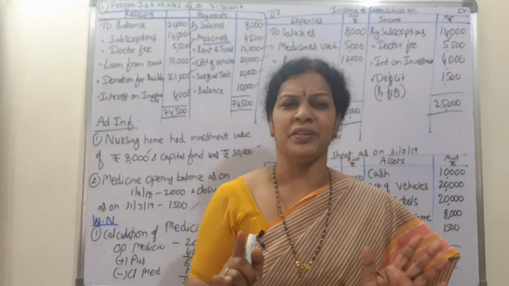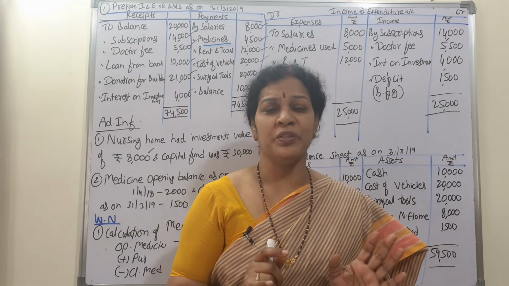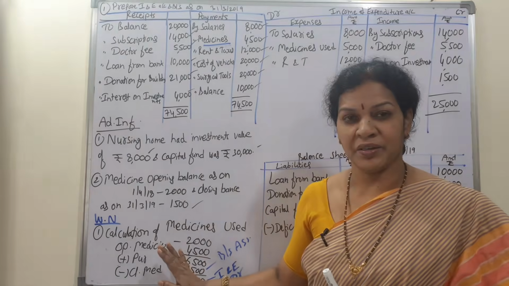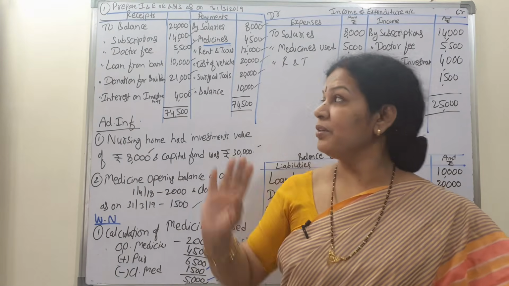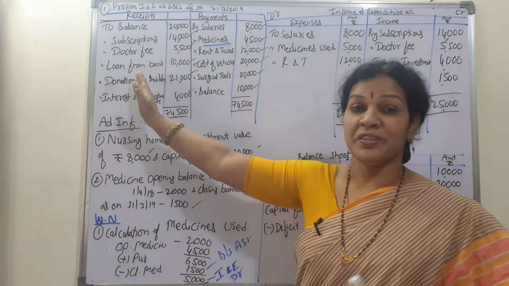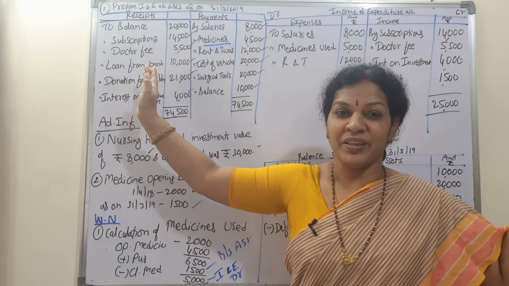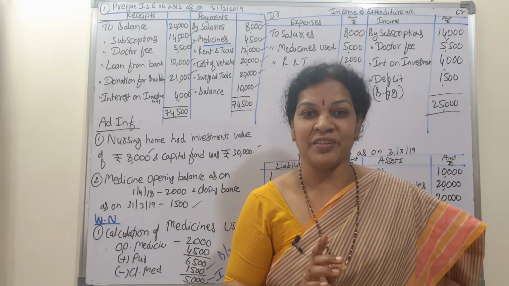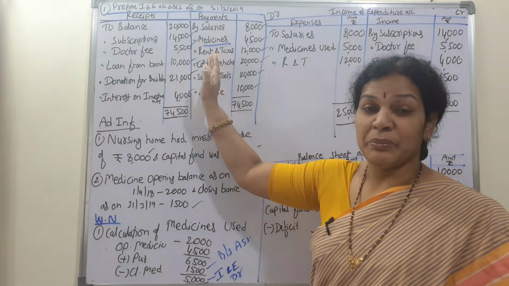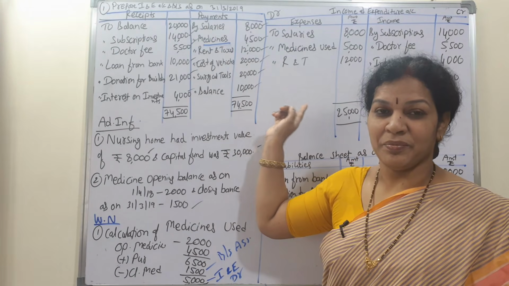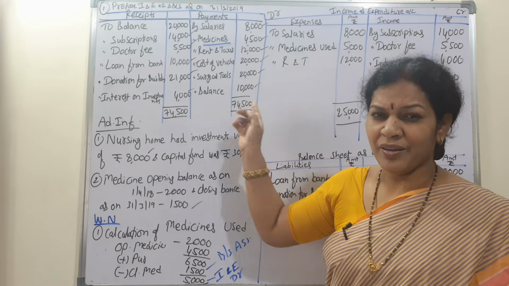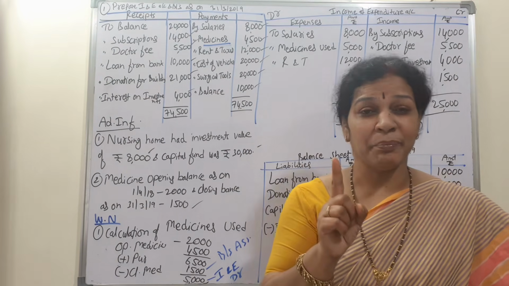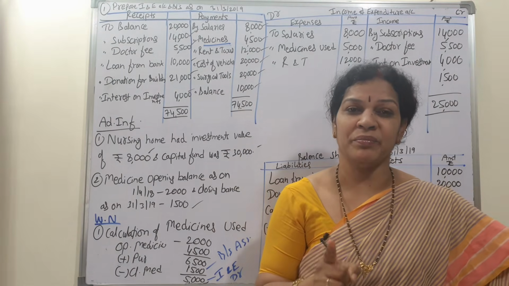Simple, nothing to worry. Only a few adjustments you need to be careful about, like this one. The rest of the problem is simple. You have to see that receipts means it goes to the income side. Does it go to the income side or balance sheet? In the same way, payments means debit side, that is expenses side, or balance sheet. That you have to decide. But it comes only one time.